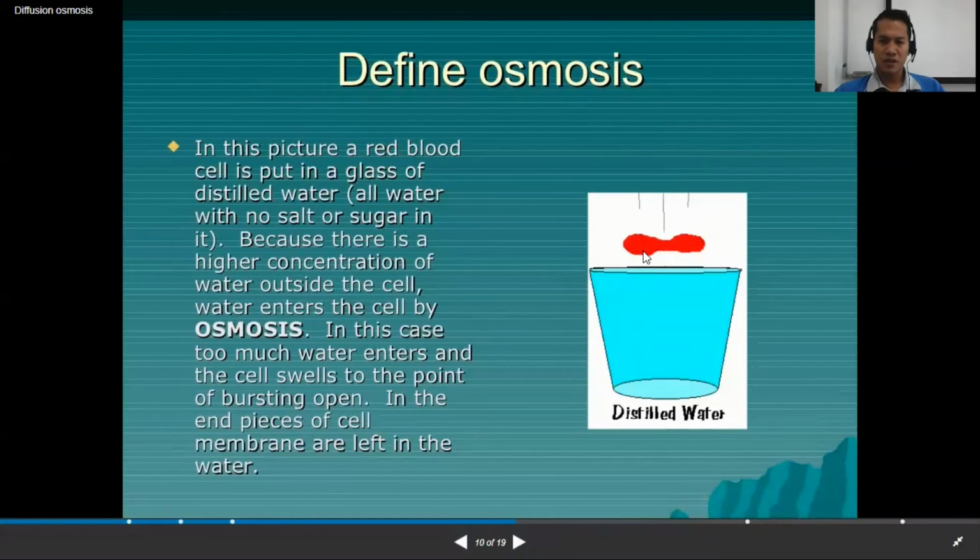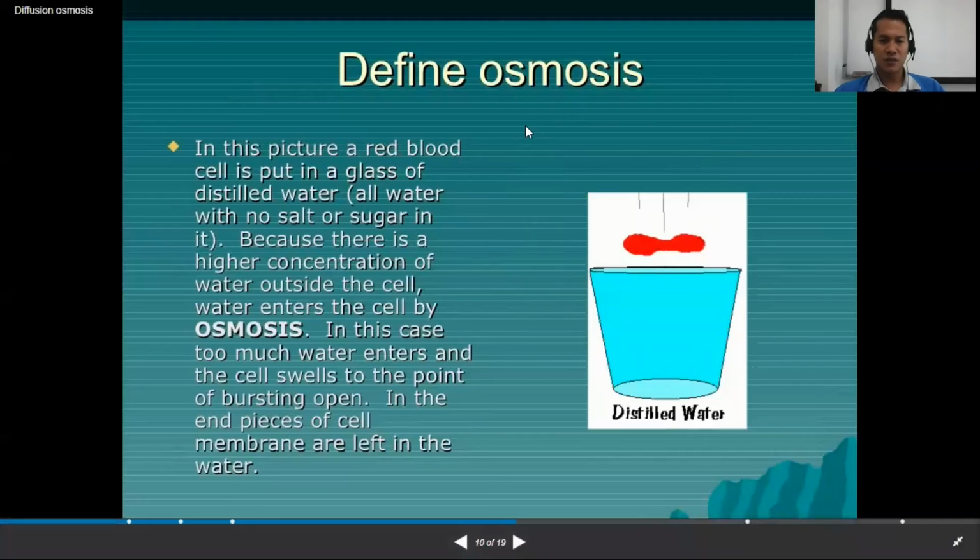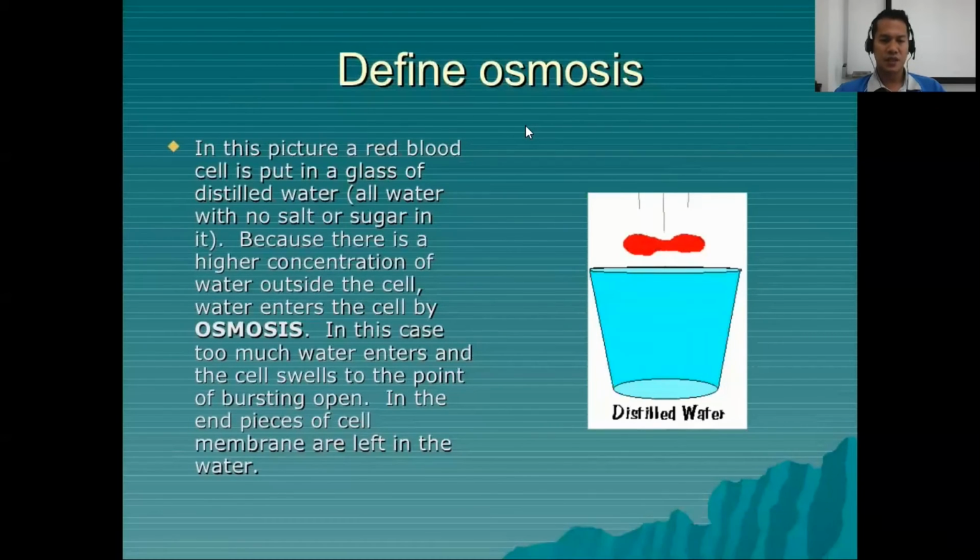And you will notice later on that the red blood cell will accumulate a lot of water through osmosis. In this case, too much water enters the cell, swells to the point of bursting open. So, in the end, pieces of the cell membrane are left in the water.